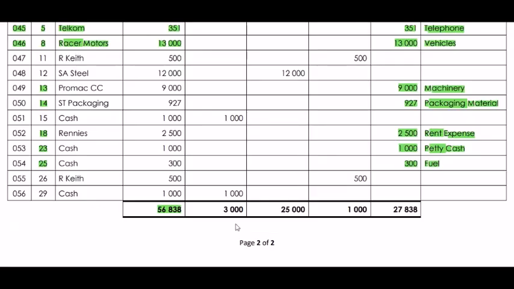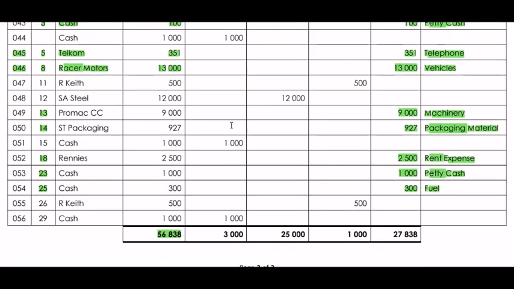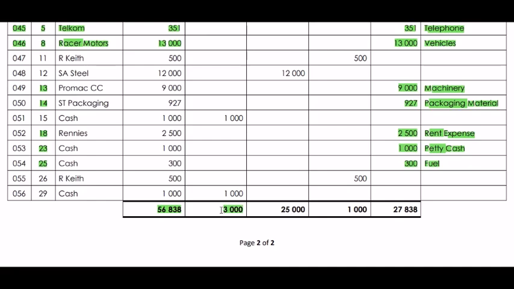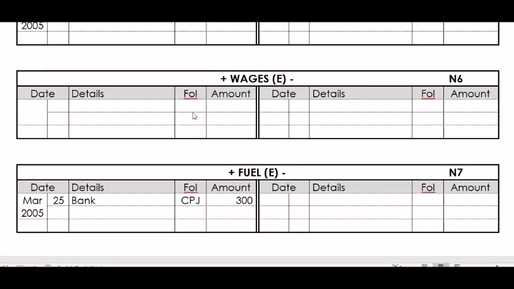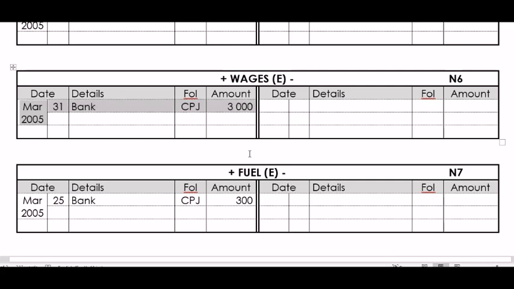So if you look at our CPJ, we had a wages column of 3,000 Rand. So in the general ledger, you go to wages. On the debit side, you write March 2005. But now because it's a column total, you write it on the last calendar day of the month. Still write bank CPJ, and the value was 3,000 Rand.